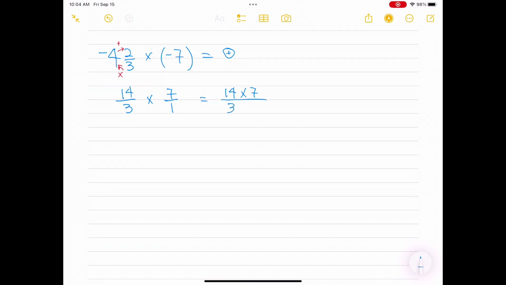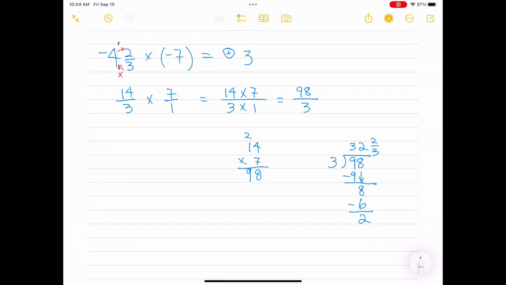The numerator will be 14 times 7, and the denominator will be 3 times 1. 14 times 7, I write the calculation on the side to get 98. So the fraction will be 98/3, or 98 divided by 3. I do that calculation on the side, and that gives me 32 and 2/3. I rewrite 32 and 2/3 on top next to the equation, and I box my answer.